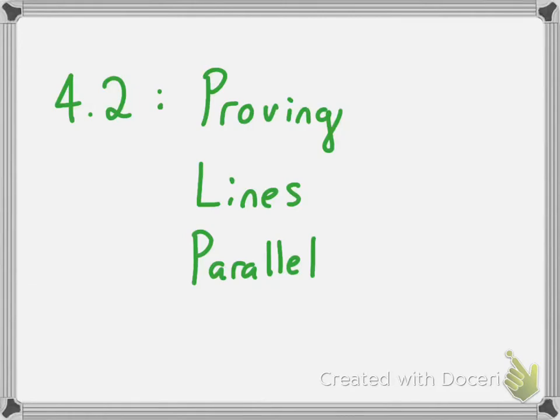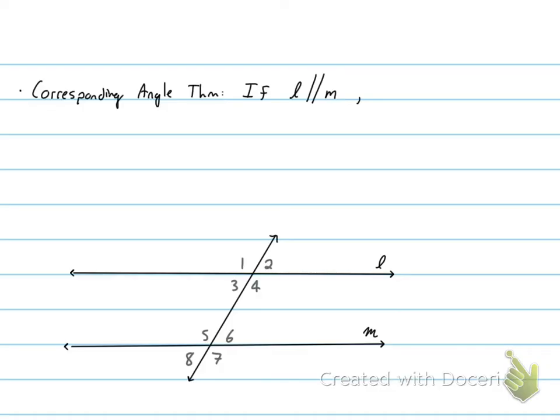In section 4.2, we're going to talk about how we can prove lines parallel. In our last video, we talked about different parallel angle pair relationships like same side interior, alternate interior angles, corresponding angles, and alternate exterior angles. So for example, let's look at the corresponding angle theorem.